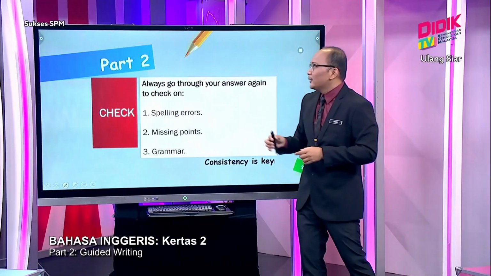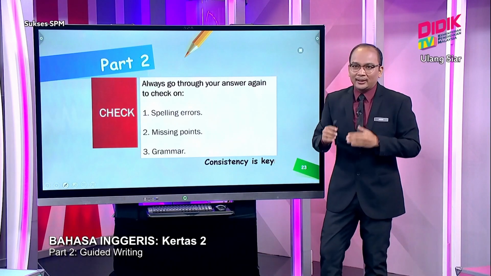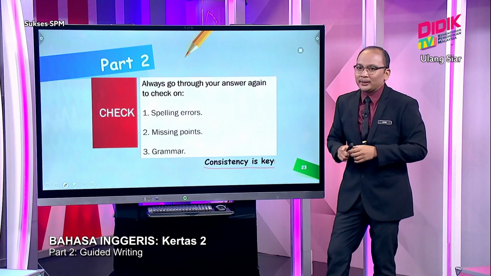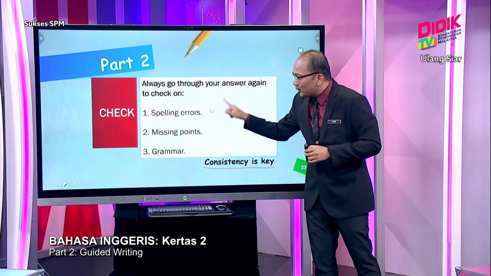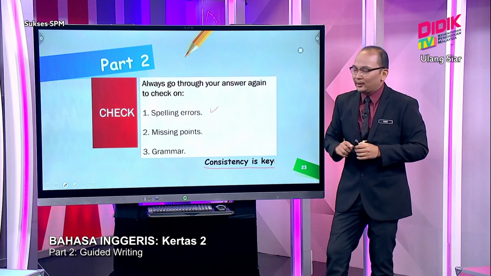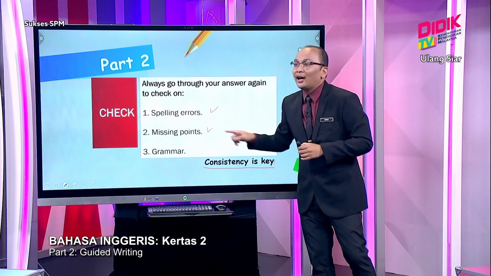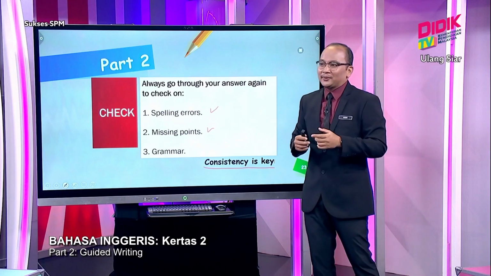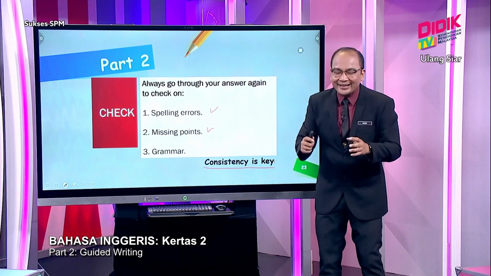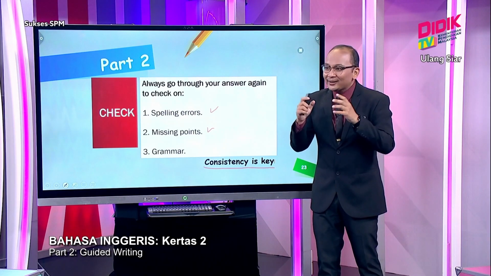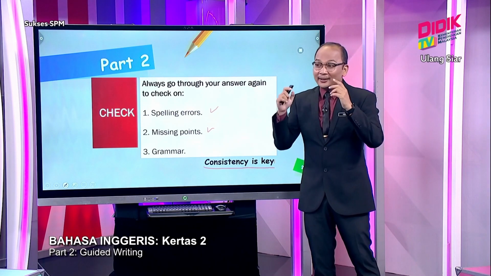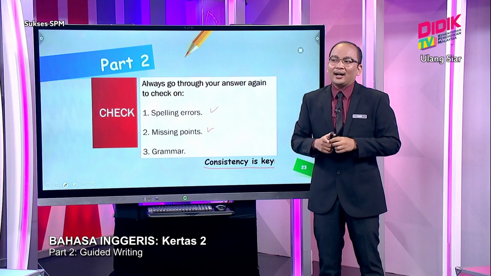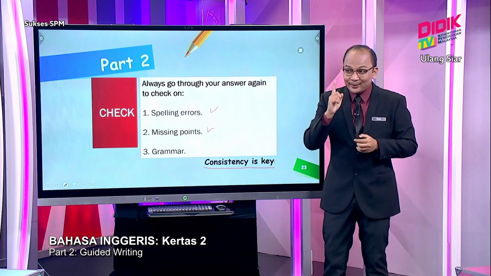So, for part 2, please do this. Because consistency is key. I keep on repeating the same thing because we need to check our spelling errors. And also, missing points. How many do we need to complete, Chris? We have 3 prompts. You are given one situation and 3 prompts. Please try to answer all these 3 prompts in order for you to get the best score possible. If you are left with 1 or 2, I know it's going to affect your marks. So please bear in mind, you need to do all 3.